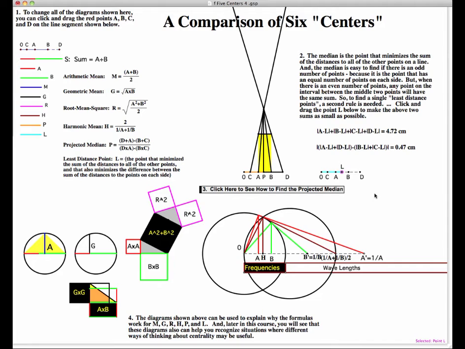Centrality and spread are 2 of the most important foundation-level concepts in statistics. So, it is important to make wise choices when you decide on one notion of a center instead of others.